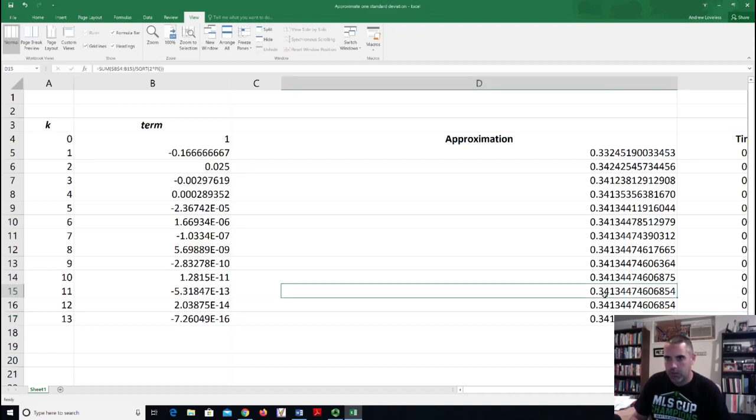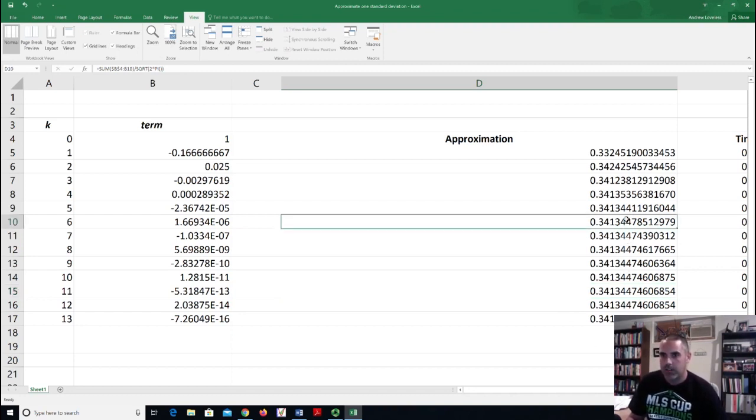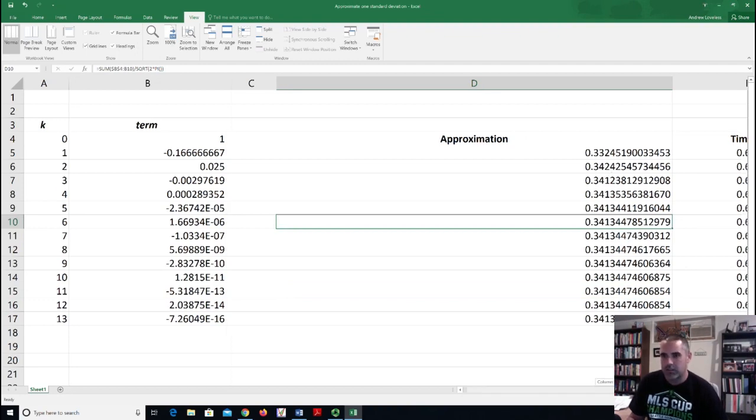So it looks like right here I'm accurate to 14 digits. In running this program, I realized that Excel only uses pi to 14 digits. So I can't get any more digits of accuracy from Excel. I need another programming language or something to do this. But there you go. It doesn't take very long to basically get an answer that's good enough for anything we're going to do.